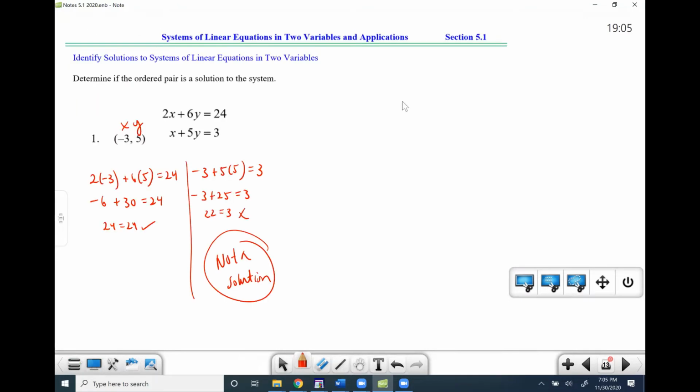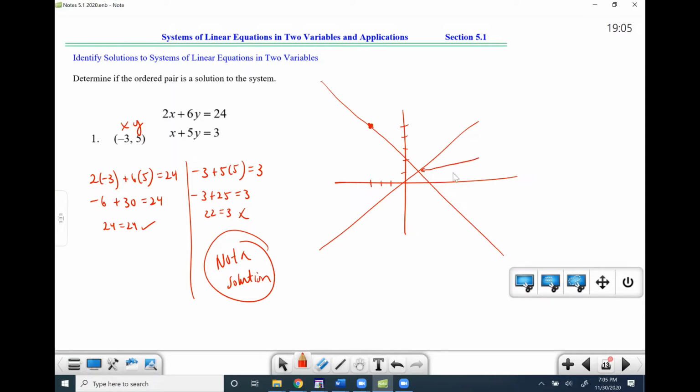Visually, what that looks like is, okay, -3, 5. One of the lines does go through it. One of the lines doesn't, right? And the solution is supposed to be where the two lines cross. So this guy is not a solution because he's not where the two lines cross. All right.